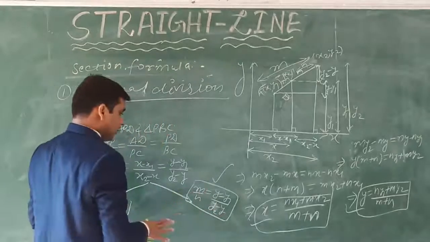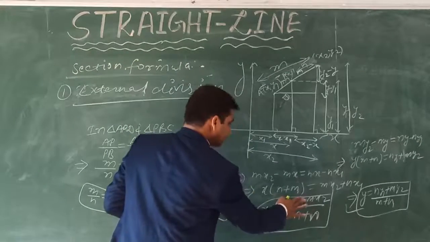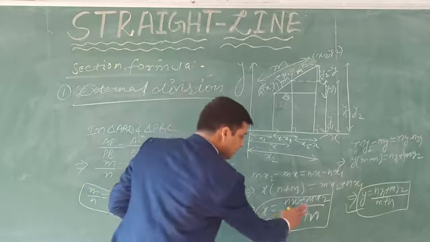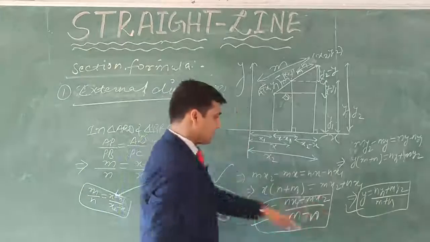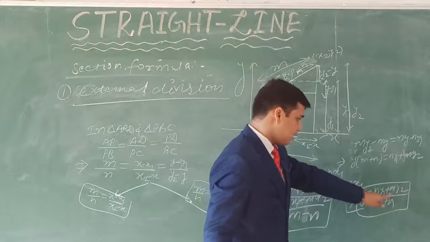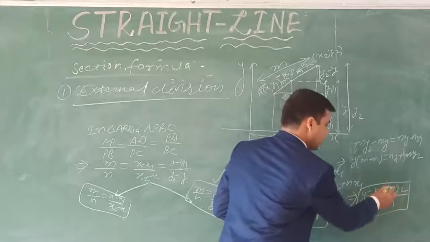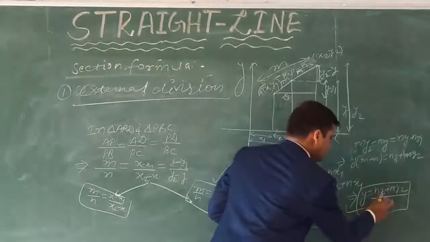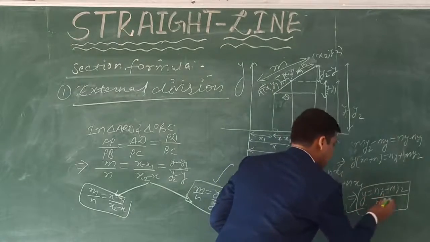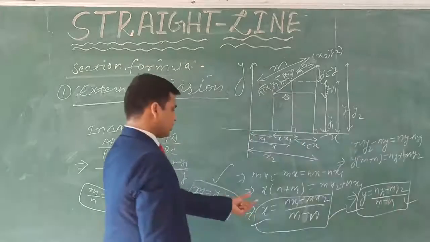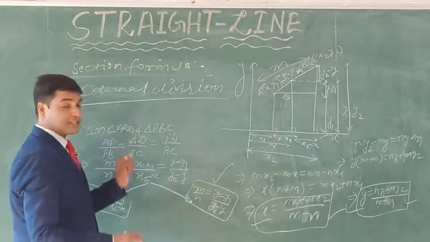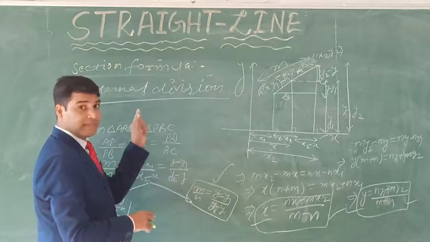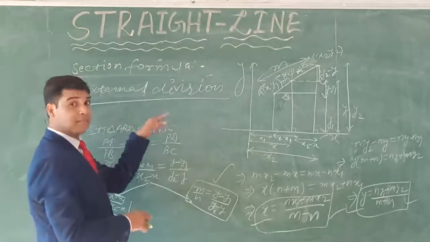So instead of plus, if you write minus here, mx2 minus nx1 divided by m minus n, and if you write my2 minus ny1 divided by m minus n, then you will get the formula for external division. So what is the difference between internal and external? In internal division plus will be there, in case of external division minus will be there.